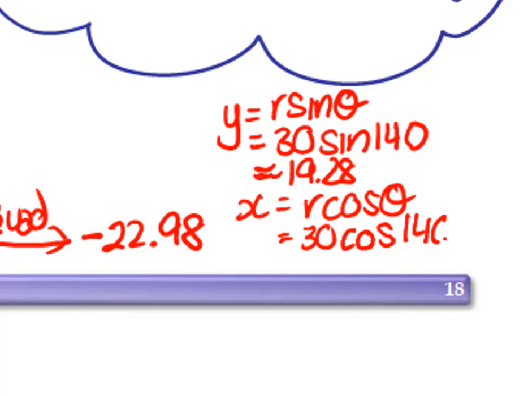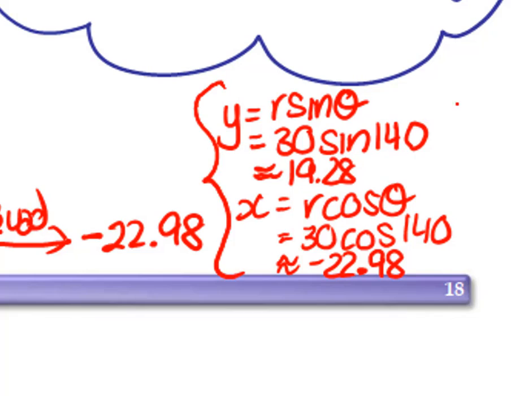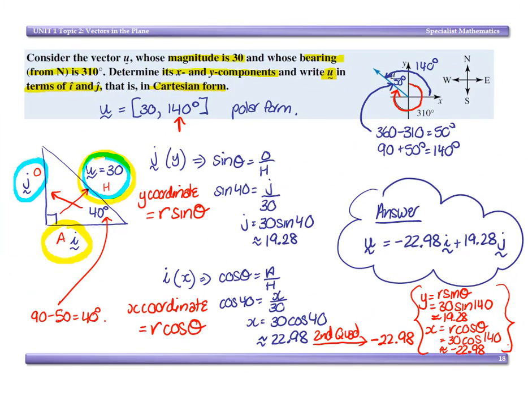If you did the x is equal to r cos theta, you would go 30 cos 140. Now cos is negative in the second quadrant, and if you plug that into your calculator, you will get a negative answer. You get straight out that it's a negative 22.98. So that gives you two different options for working these questions out. It's just at this stage, basing it onto your trig knowledge might make it easier for you. As you do more and more, you might get to the point where you can use the formulas.